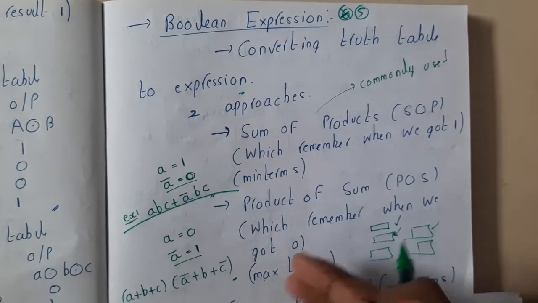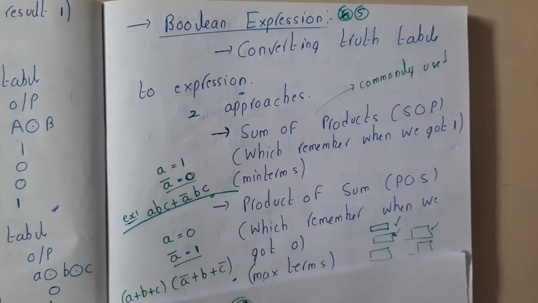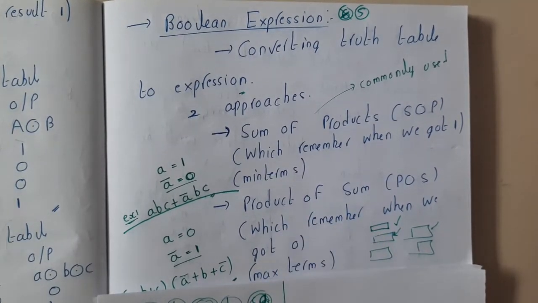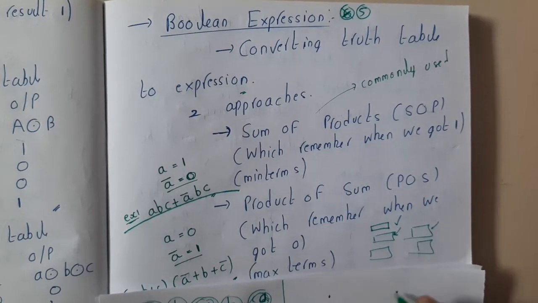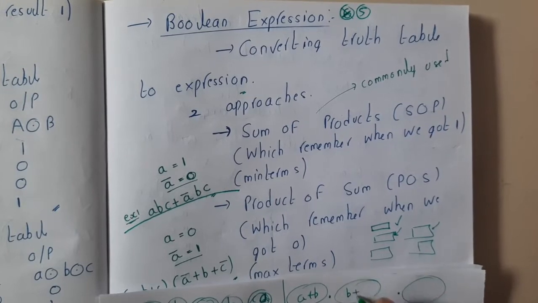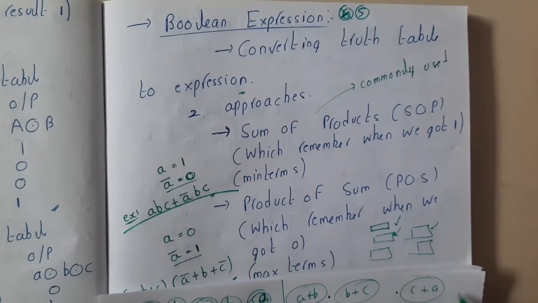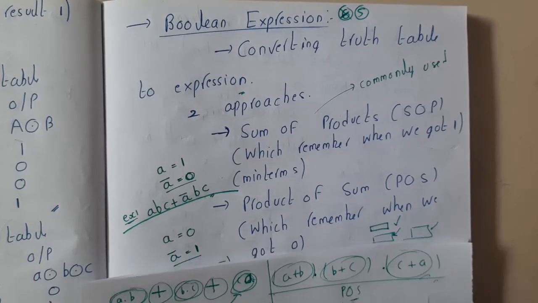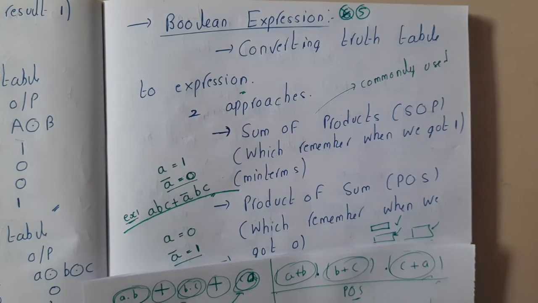The second type of approach is product of sum, guys. From the name, now you are 100% clear. It is going to be a product of some sum terms, right? So it is A plus B, B plus C, and C plus A in this way. So this is nothing but the product of a sum, guys. Here A is a 0 and A bar equal to 1.